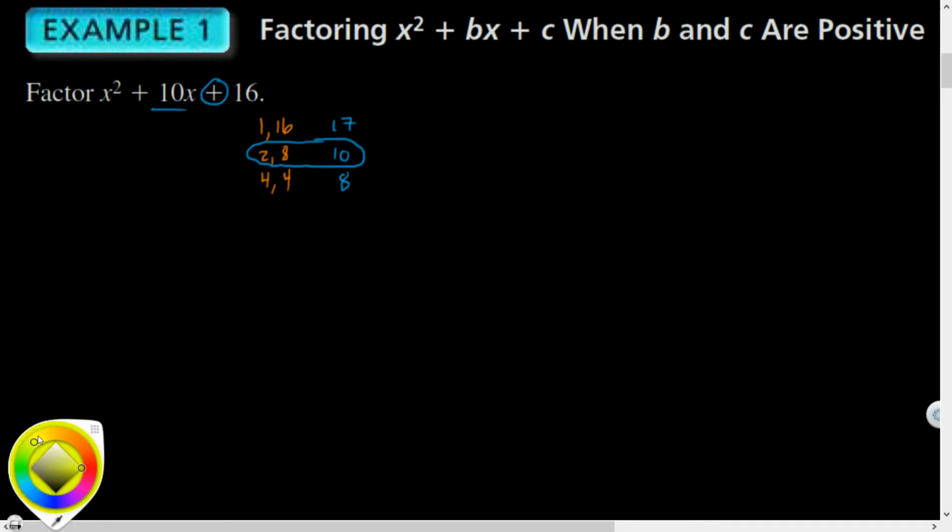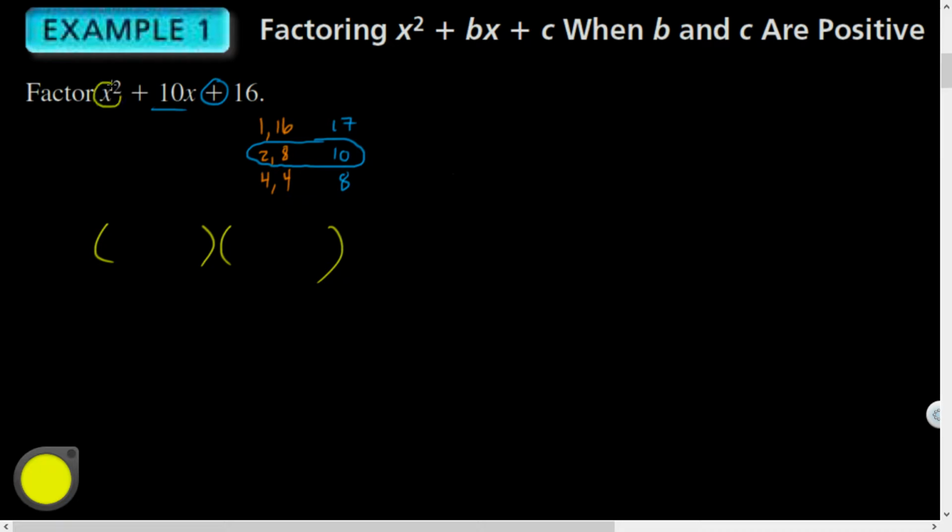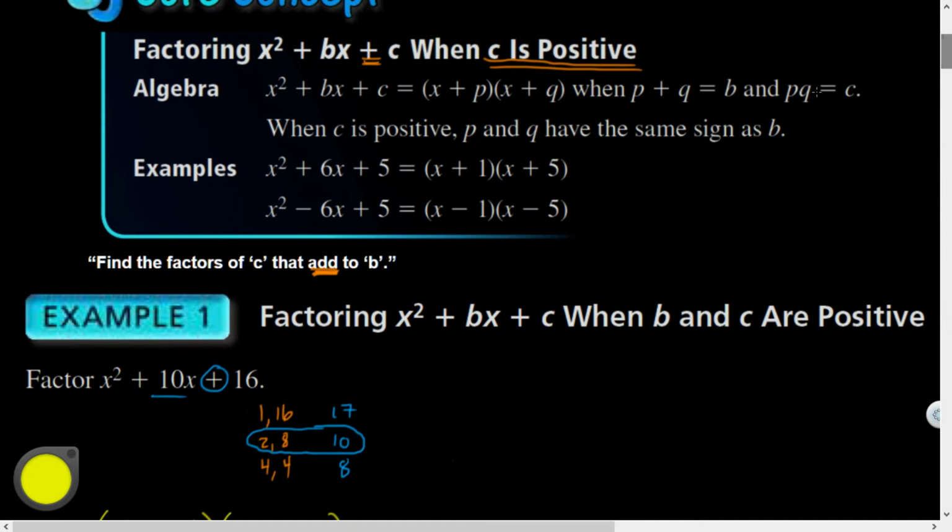When I factor it, it's going to be unfoiled, so it's going to be written as two things being multiplied. Because these are x's, my firsts are both going to be x's. And now I'm going to have 2 and 8 as the numbers here. Remember, 2 and 8 have to multiply to be C, and they have to add to be B.